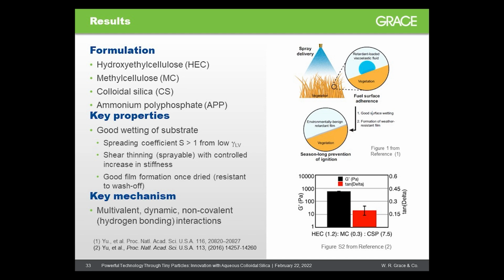Finally, once the hydrogel dries on the substrate, it forms a tough film that is not easily washed away with rainwater. All of these properties of the mixed system are considered to arise from strong and dynamic hydrogen bonding interactions between the various components and the silica surface. After optimization of the above properties and extensive field testing, this hydrogel system as a carrier for fire retardants is showing excellent utility in full-scale applications.